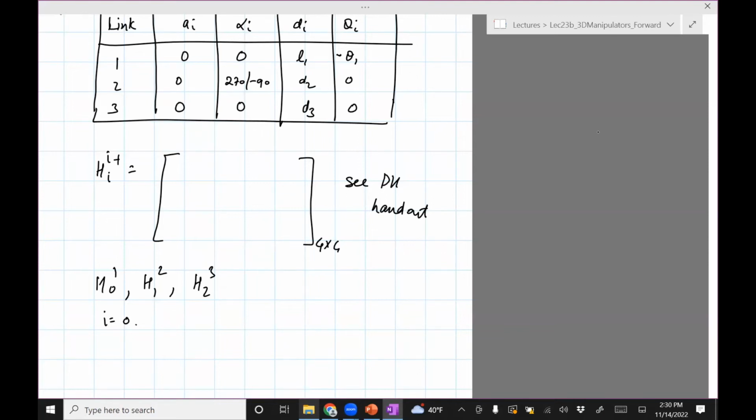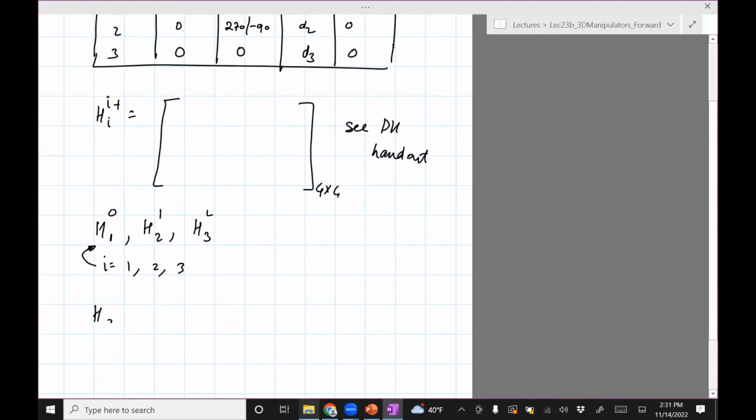My bad. This should be the other way around. This should be 0 up and 1 down. So the upper index is lower. 2, 1, and then 3, 2. So i equals 1, 2, and 3. That was what was used to compute the H's. And once you have all that, you can compute H_0^3, which is H_0^1, H_1^2, H_2^3.